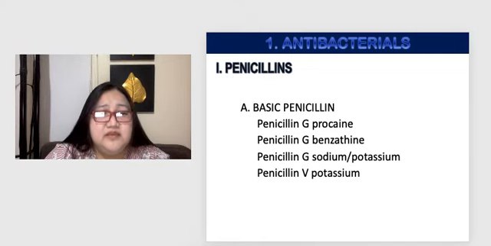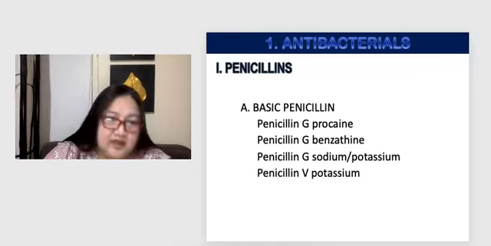Si Pen-V, it's actually less potent than Pen-G. Mas effective siya sa mild to moderate infections. But si Pen-V has an increased ability to penetrate gram-negative bacteria compared kay Pen-G.